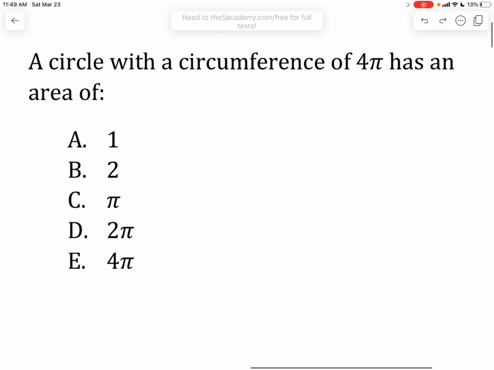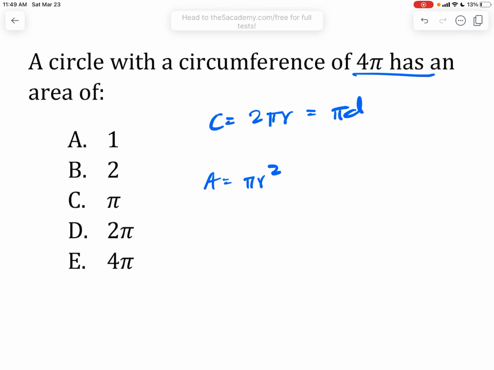Let's move on. A circle with a circumference of 4 pi has an area of what? So circumference, what's the formula? 2 pi r, or pi times diameter, okay? Now, what's the formula for area? Area is equal to pi r squared. So if I want to take this, and it says the circumference is 4 pi, and I want to identify the area, well, I can just take this information here and solve for radius or diameter.